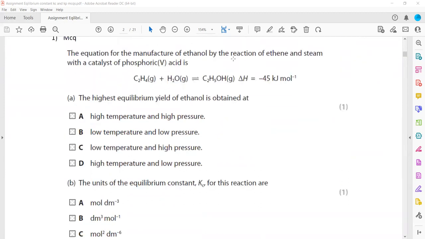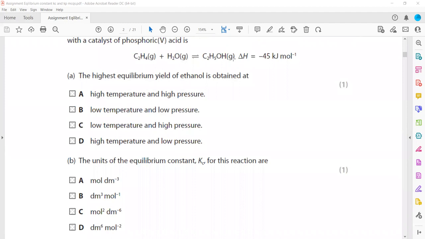Question 1, part B, the units of Kc. First you should write the expression for Kc. Kc is the product divided by the reactant. So we have the concentration of ethanol, C2H5OH, divided by the concentration of C2H4 and H2O.